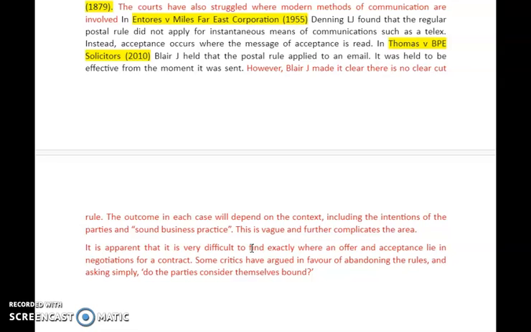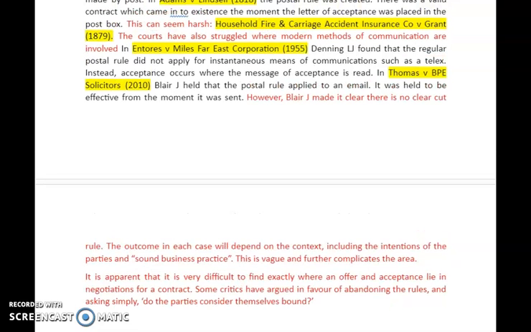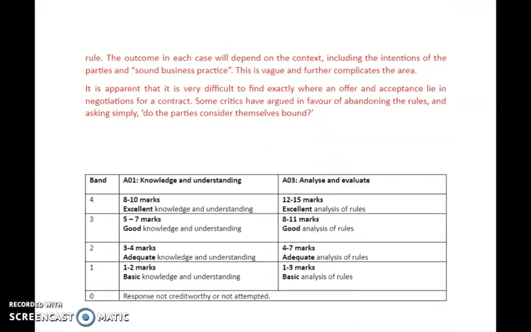And it's also nice in your conclusion, particularly if you're criticising an area of law, to suggest a possible reform. It's not to say that this reform is a great idea, but it's an alternative. So rather than just critiquing the law, we're suggesting how it could potentially be changed or improved.